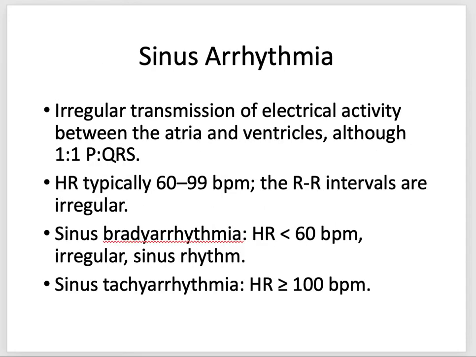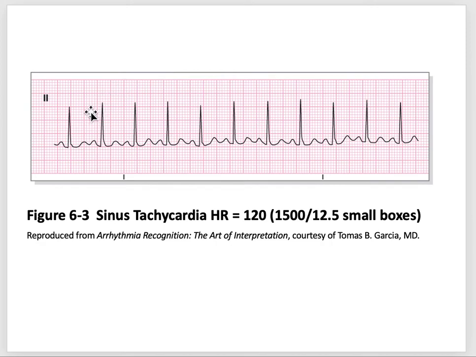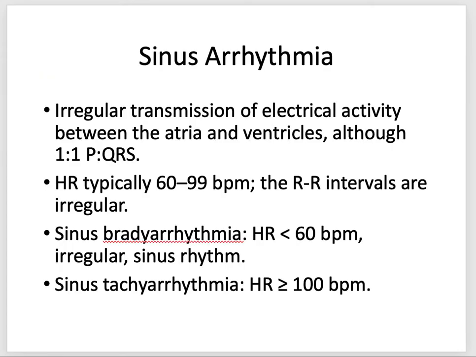Something else can happen in the sinus area, and this is called sinus arrhythmia. So it's irregular transmission of electrical activity between the atrium and the ventricles. So typically the heart rate should be between, we know, 60 and 99. RR intervals, however, become irregular. So I showed you, let me just go back to a photo, right? These RR intervals are happening regularly. If we do the count, they're very, very regular. Now with sinus arrhythmia, we have a lot of irregularity.